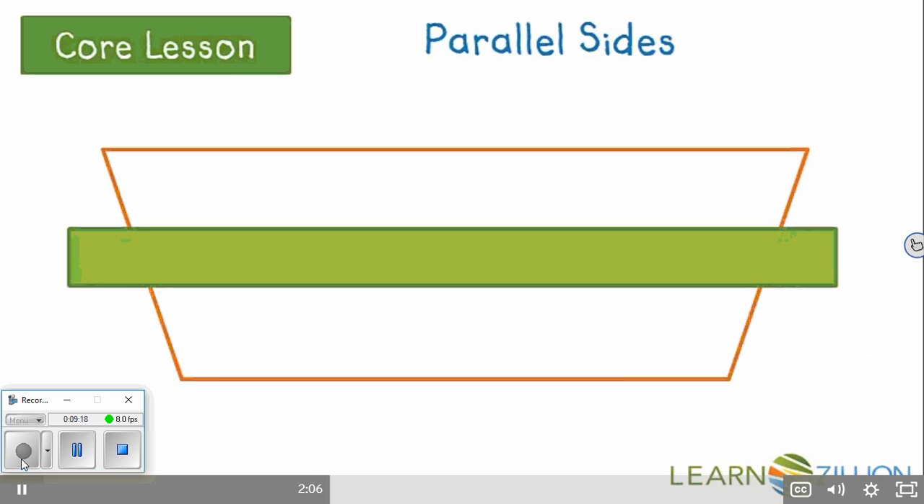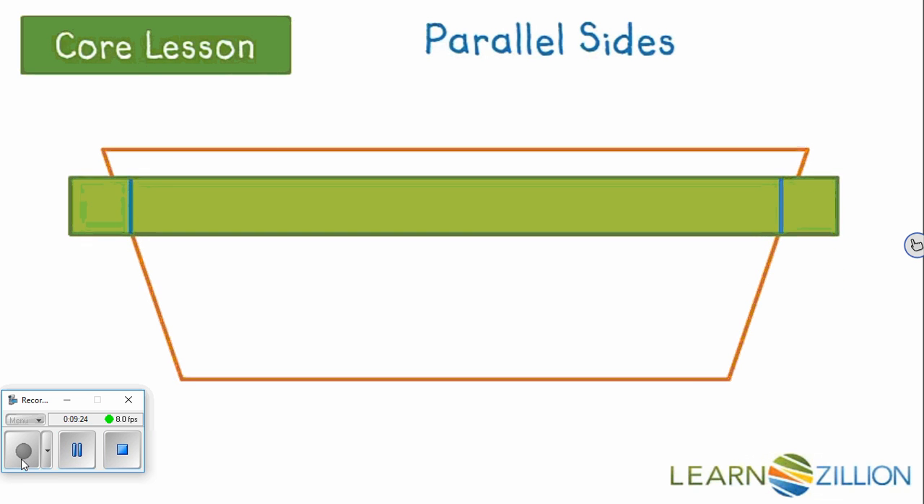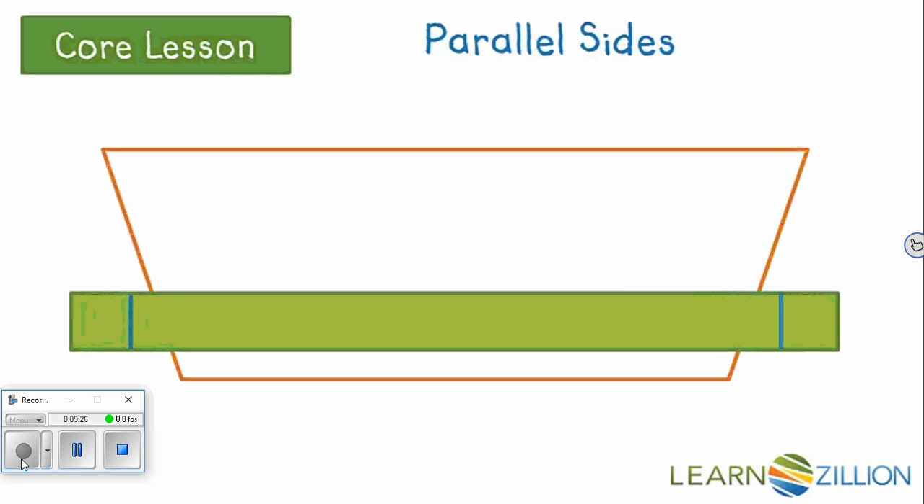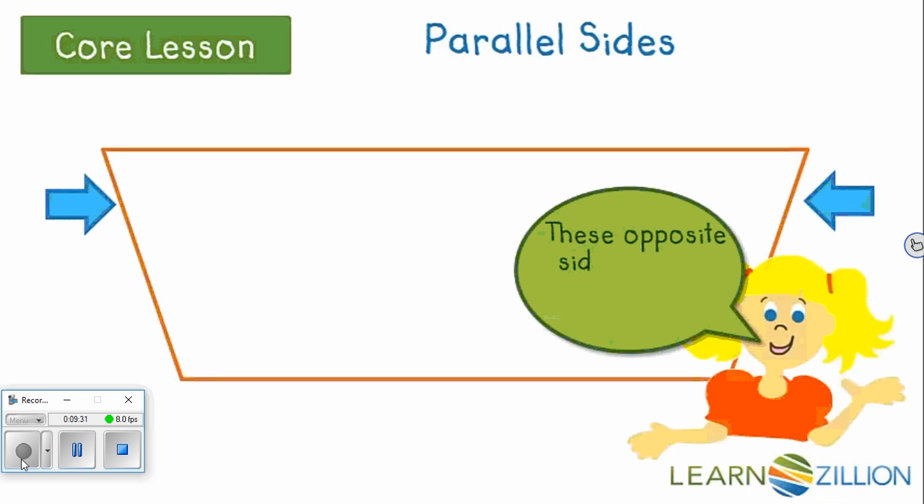Here's my slip of paper again. I will mark the distance here and here. If I move my paper, I will notice that my line does not match, so they are not the same distance apart. That means these opposite sides are not parallel.